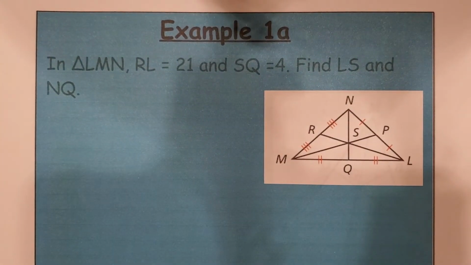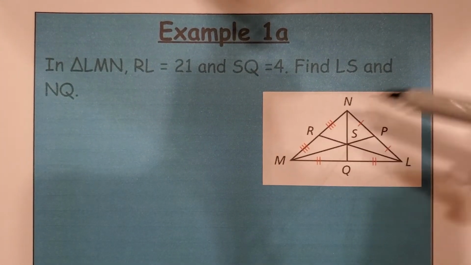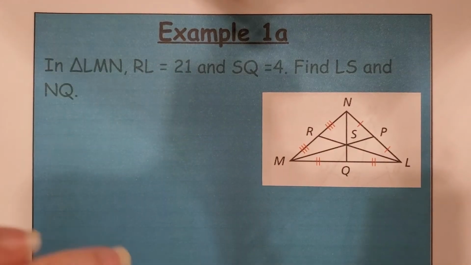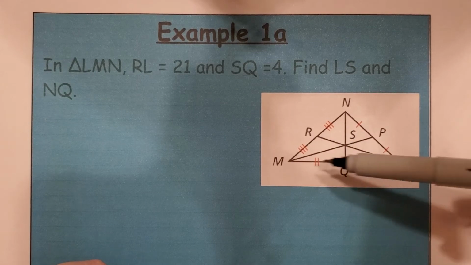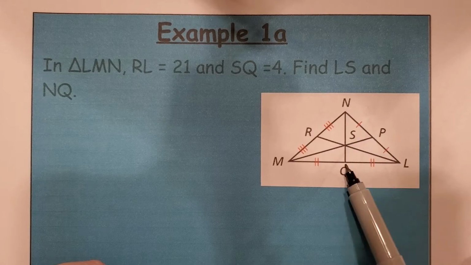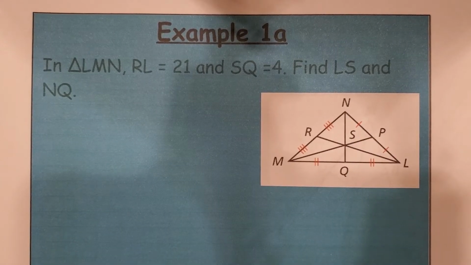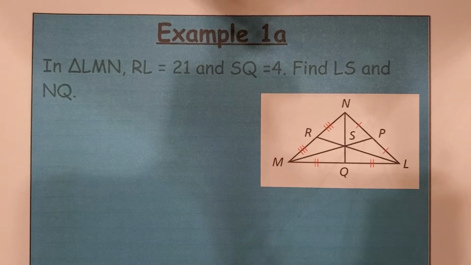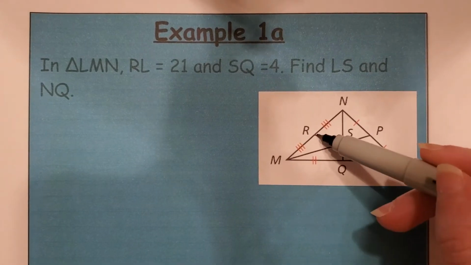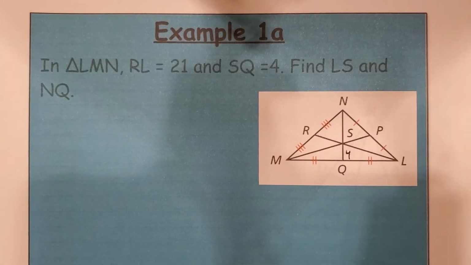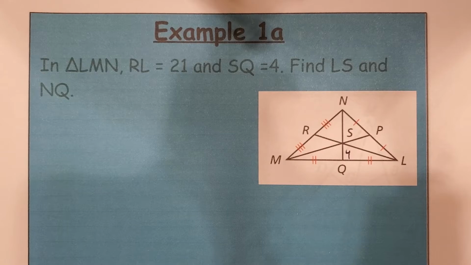You have that NQ, MP, and LR are all medians because in the picture you have all of these congruent pieces. NQ bisects ML, and so on and so forth. 1, 2, 3 pairs of congruent tick marks on each side. So that's how you can tell from a picture if you have medians, even if it doesn't actually say. So what do you know? You know RL is 21. So that's this whole thing. And SQ is 4. That I can mark off. Find LS and NQ.